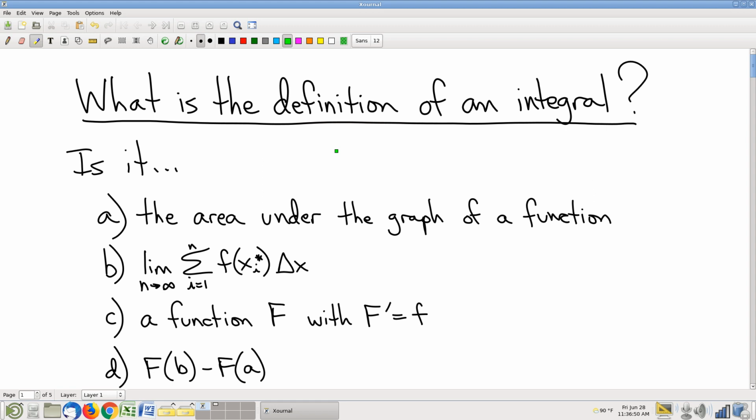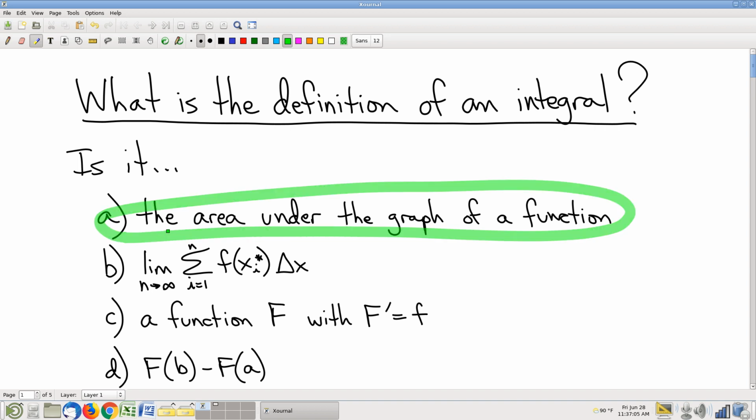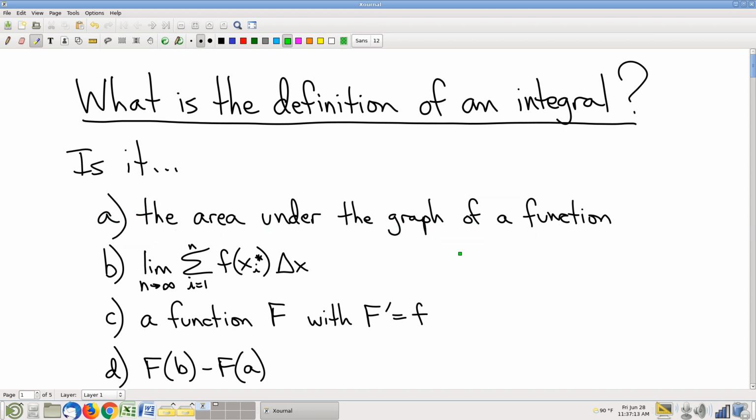I have these options listed in an order which is very often the order that students see discussions of integrals. Very often, single variable calculus courses start off by describing the question of, let's look at the area under the graph of a function. That question is posed, and a first attempt to answer it is to write down this expression here. This is a Riemann sum, the limit of a Riemann sum.